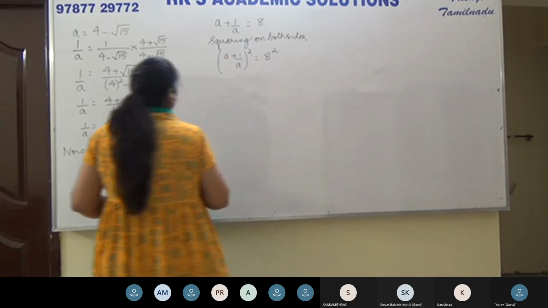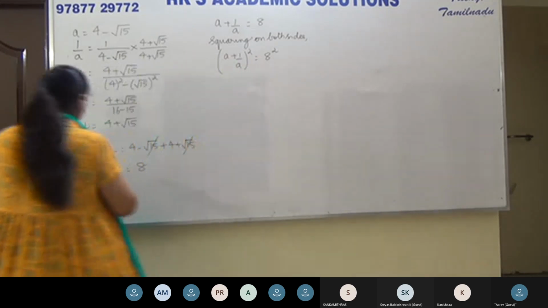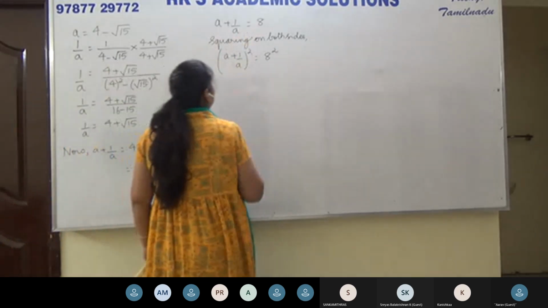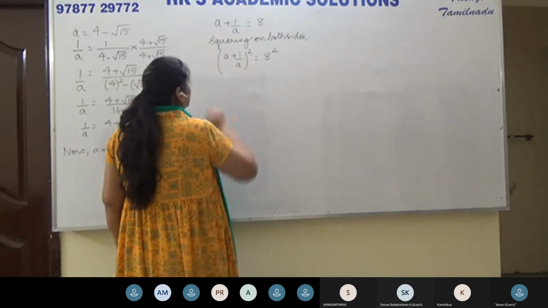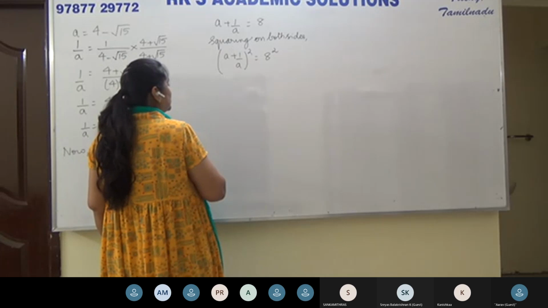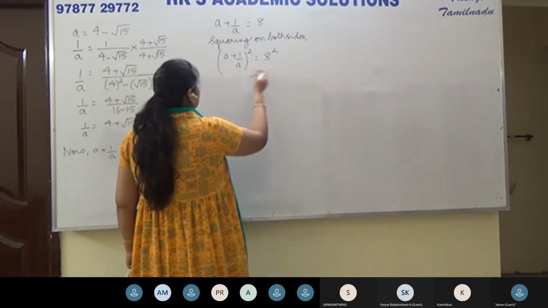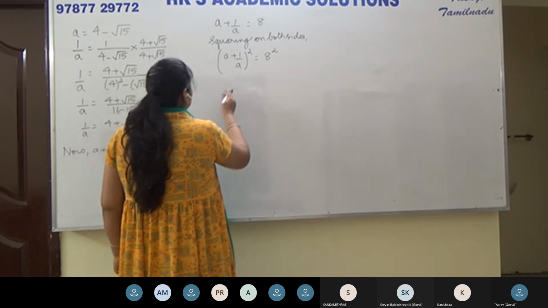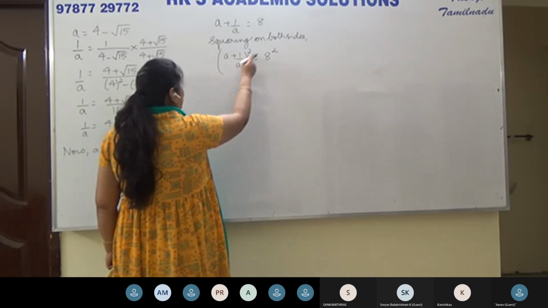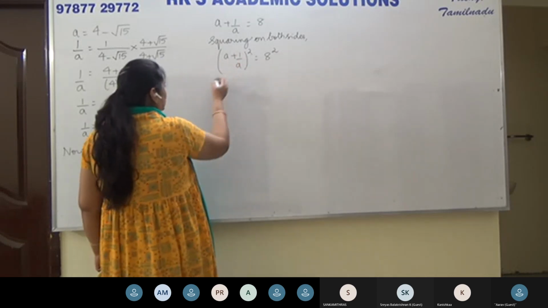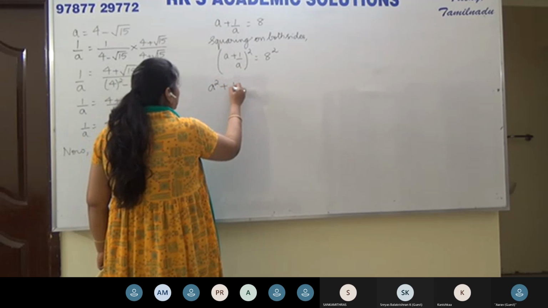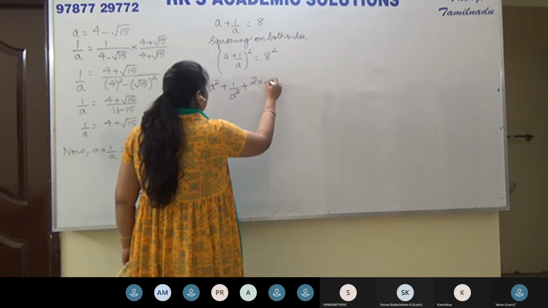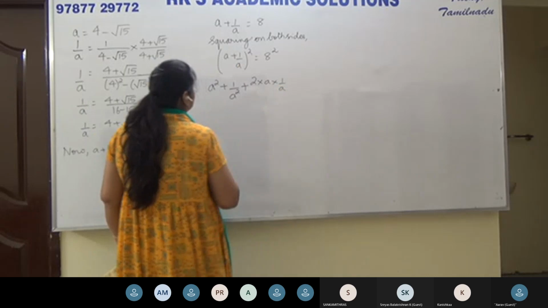See, we have found a plus 1 by a is 8. Write out that equation. A plus 1 by a, 8. Squaring on both the sides, a plus 1 by a, the whole square is equal to 8 square. And how do you expand a plus 1 by a, the whole square? This is like x plus y, the whole square, which is x square, square the first term, square the second term, and then we have 2xy, 2 into a into 1 by a.